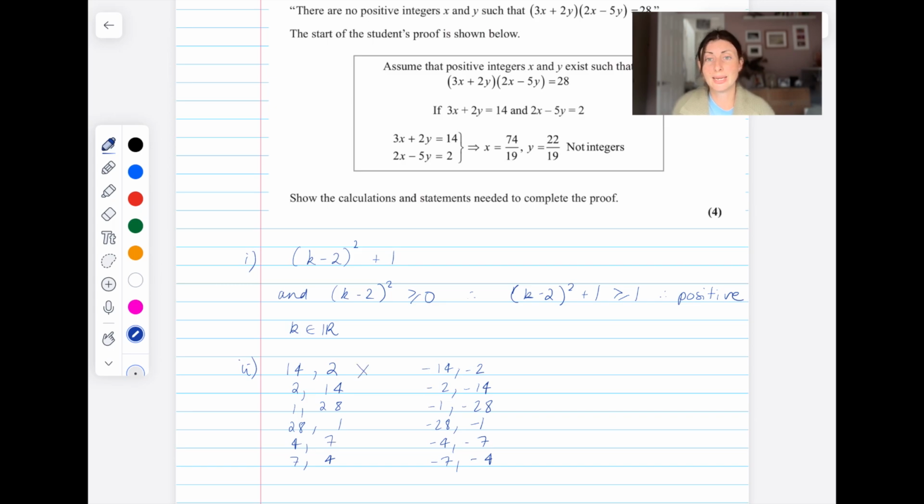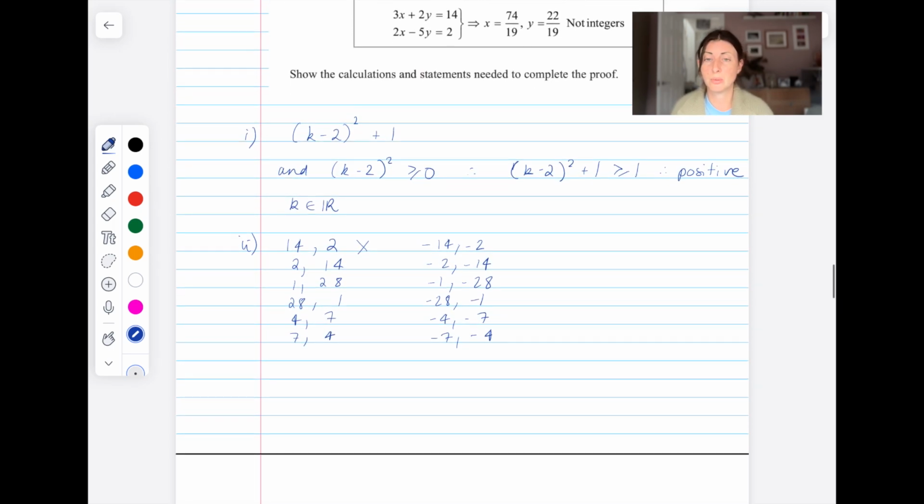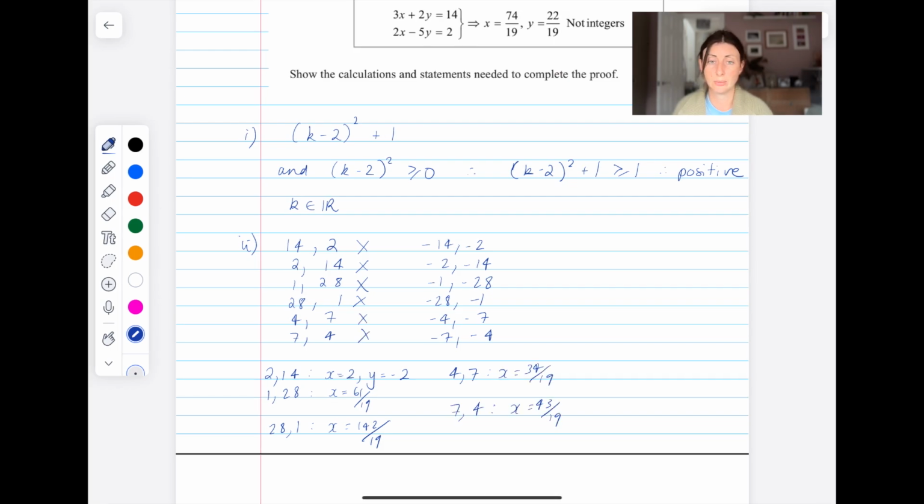And then whenever I get an answer that doesn't fit the mold, I'll just be writing a cross next to the pair. So in this, for 2, 14, we've got y equals minus 2. That's not a positive integer, so that one won't work. And for the rest of them, my calculator says x will be a fraction. So I'm not even going to bother to find y because it is not a positive integer. So we'll just put crosses next to those. But you do need to show your x values so that they know that you're doing some working out.